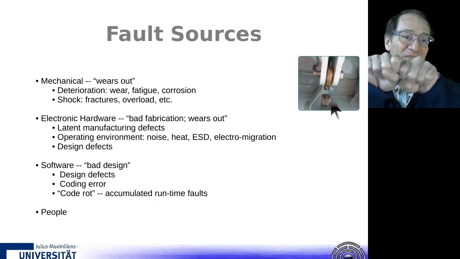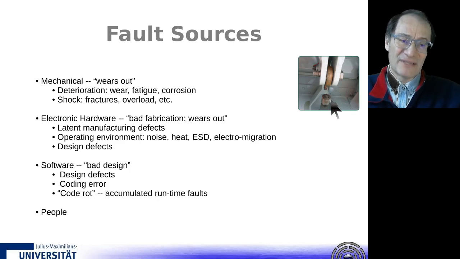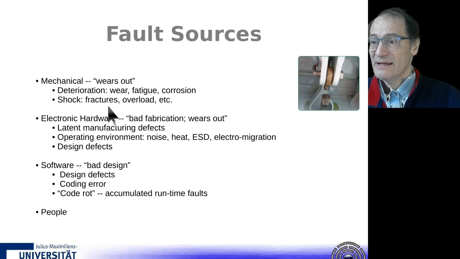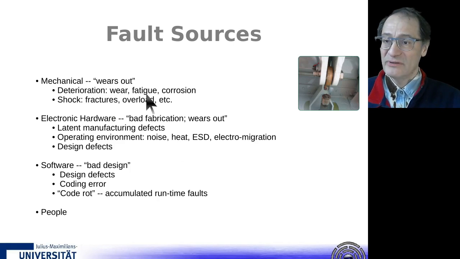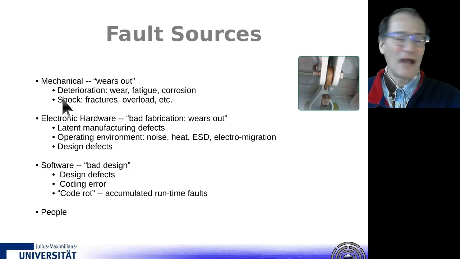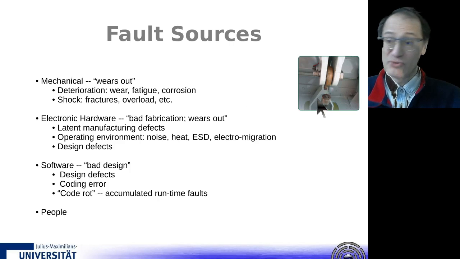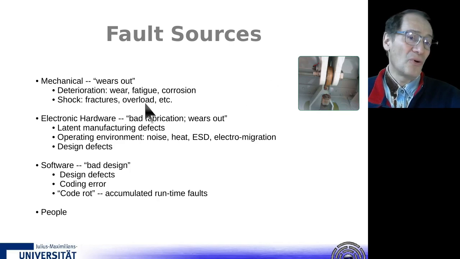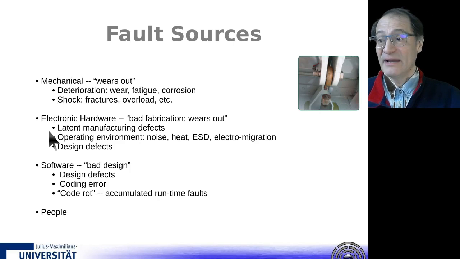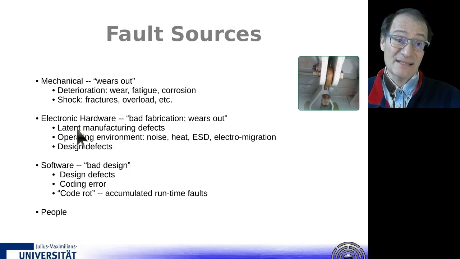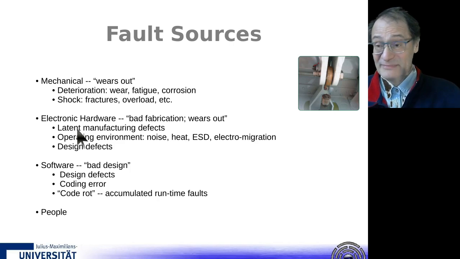Okay, the sources of faults. It can be mechanical, for example, wear out. It's moving and working, and someday it will break after so many hours of use. It can be a deterioration, for example, wear out, fatigue, or corrosion, or a shock. It breaks suddenly. Fractures and overload, for example. These are mechanical failures. Then we can have electronic failures, bad fabrication or wear out. So these are, for example, latent defects.